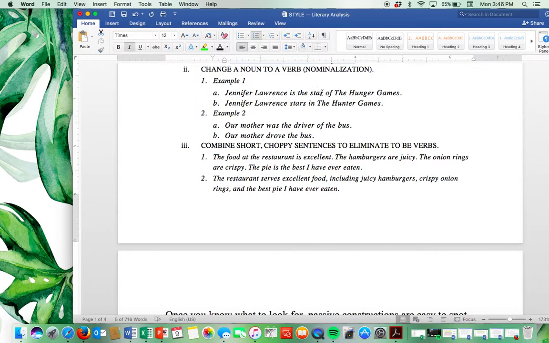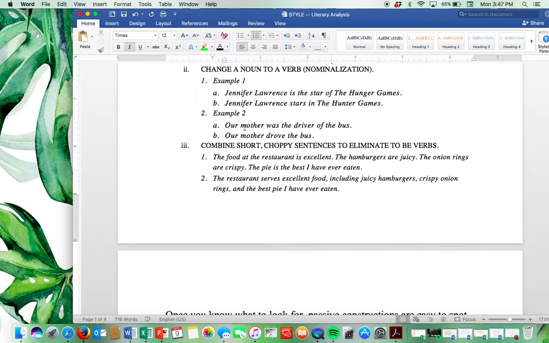Jennifer Lawrence is the star of the Hunger Games. Now, star in this sense is used as a noun. She is the star. She is this thing. It's a thing, right? It's not a verb. What if we use this and we changed this to a verb? Jennifer Lawrence stars in the Hunger Games. Now stars is a verb, and now this is a much more active sentence.